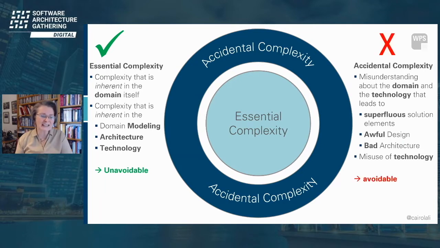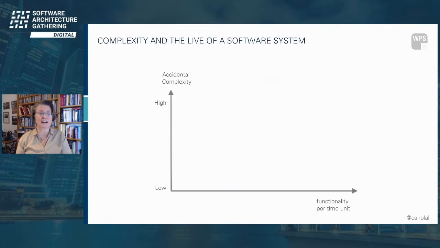So accidental complexity is something we can avoid if we really take care of our design, of our architecture, and of our understanding of domain and technology. Good legacy, thus, has a small amount of accidental complexity. Let's have a look at the life of a software system and how complexity develops over time.